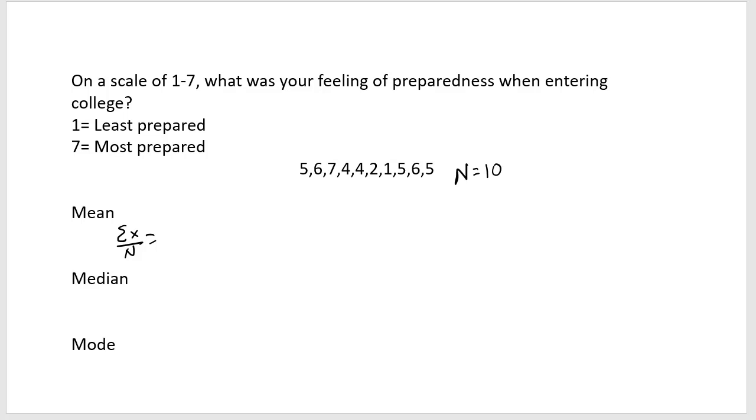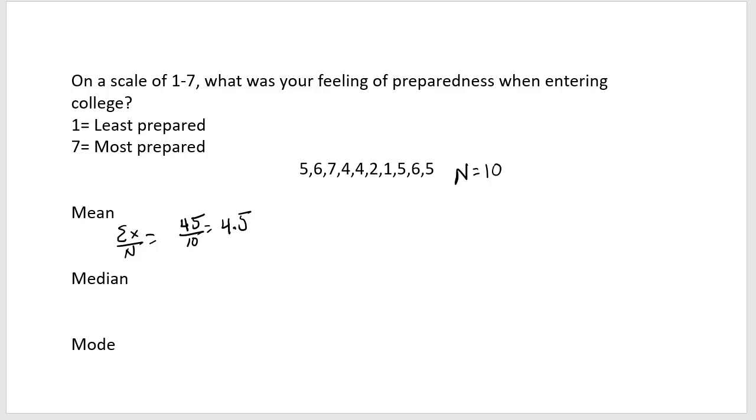We can do 5 plus 6, which is 11, plus 7 is 18, plus 4 is 22, plus 4 is 26, plus 2 is 28, plus 1 is 29, plus 5 is 34, plus 6 is 40, plus 5 is 45. So the sum of those scores is 45, divided by 10 equals 4.5. So on average, the people in this distribution had a preparedness rating of about 4.5, which is pretty much in the middle.